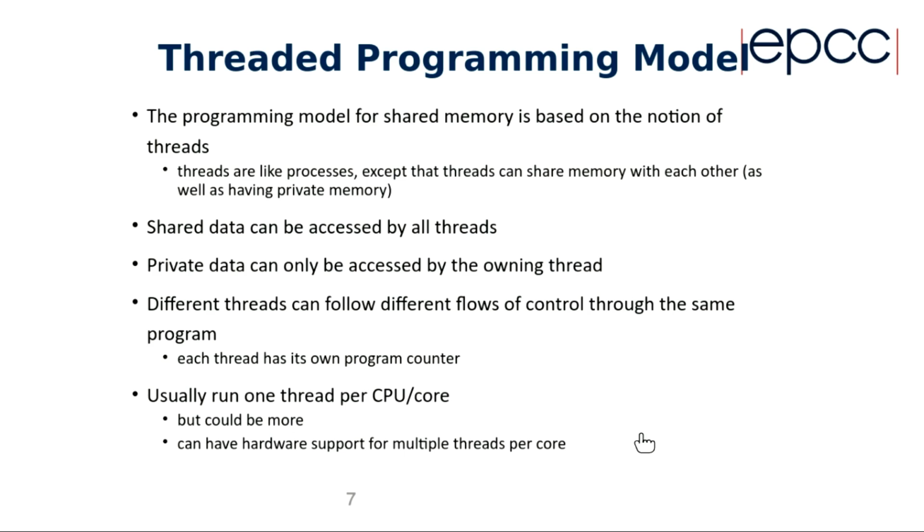So to do useful parallel programming, different threads can follow different flows of control through the same program. Another way to think about that is that each thread has its own program counter. So each thread has its own notion of which instruction in the program it's going to access next.